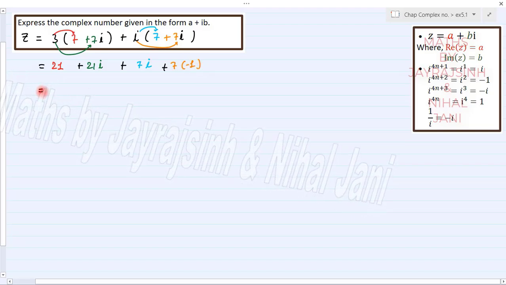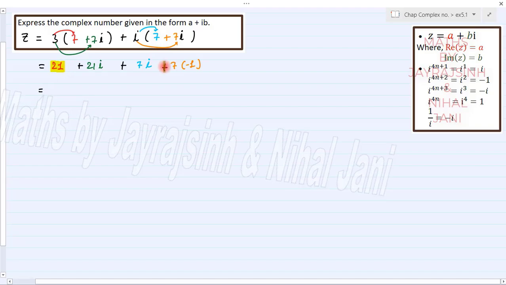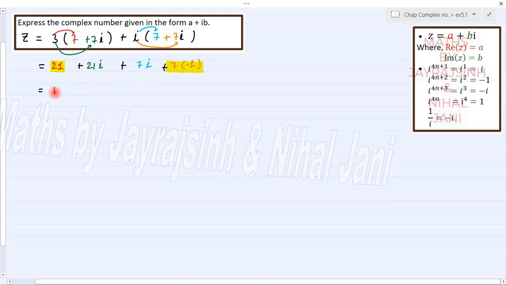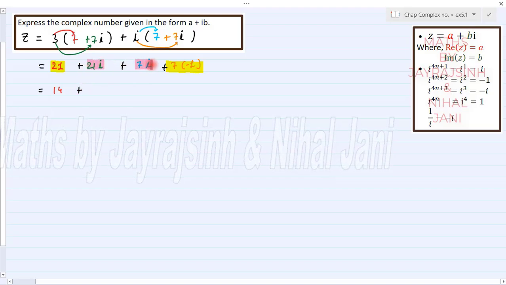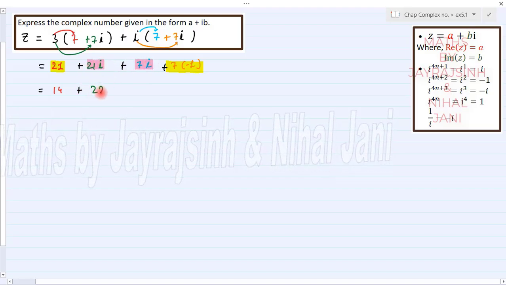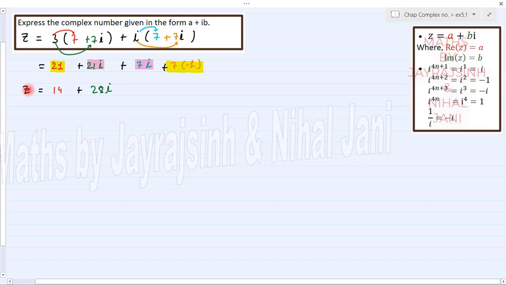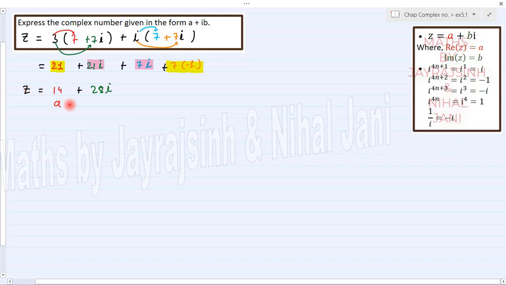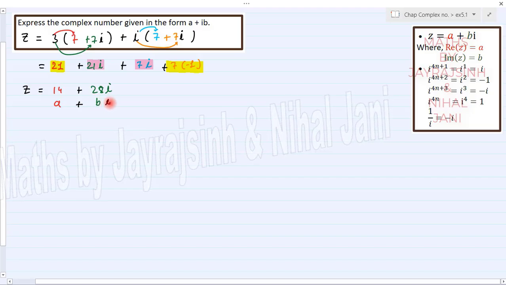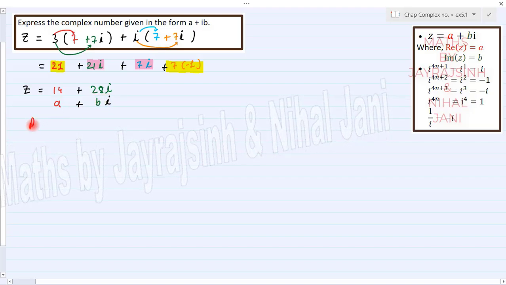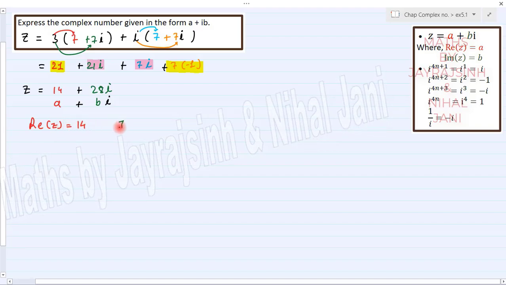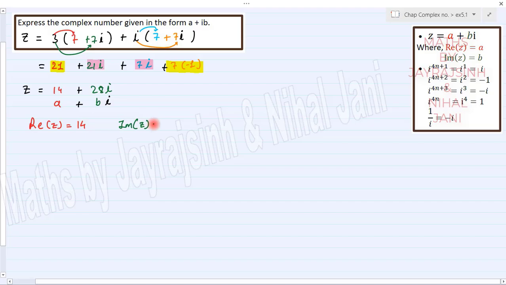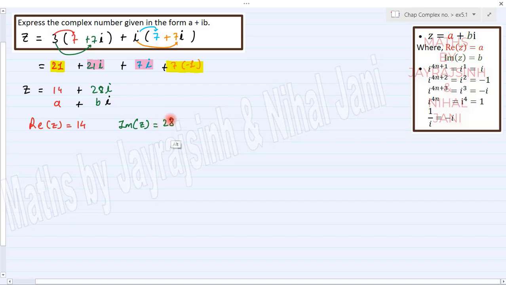Now we have to collect real parts. 21 minus 7 will give us 14 plus 21i plus 7i will give us 28i. So we get our complex number in the form of a plus bi, where the real part of the z is 14 and imaginary part of the z is 28. Ta-da!